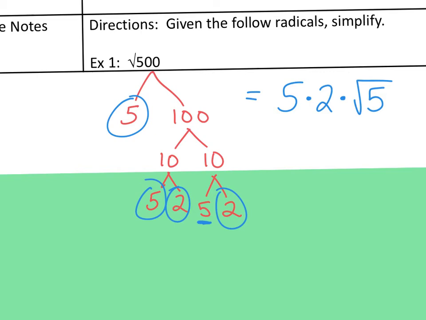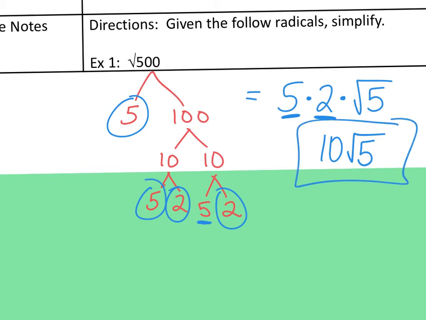So now we simplify this. So again, we're always multiplying these variables. So 5 times 2, not 5 plus 2, 5 times 2 is what? 10. And then we can't multiply anything else. We'll just leave that square root of 5 on its own. But that is our answer. 10 square roots of 5. That's how you would read that.